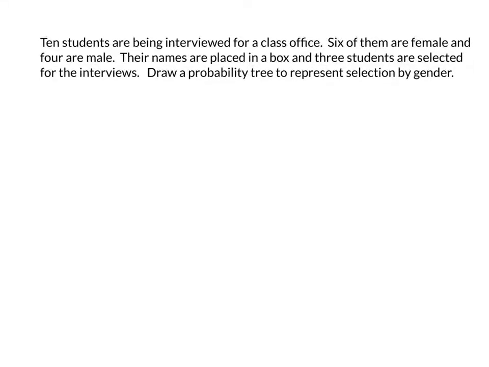To start creating our probability tree, we're going to start with our root, and we have two possibilities if we're classifying by gender. We have female and we have male. And we know on our first selection, because we have 10 students, the probability of a female is 6 out of 10, and the probability of a male is 4 out of 10.